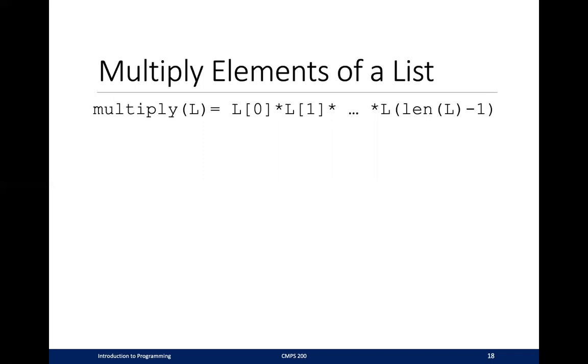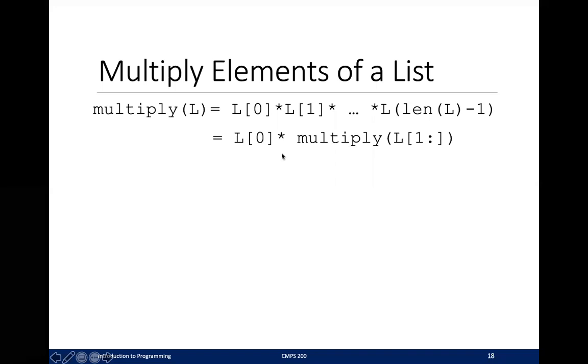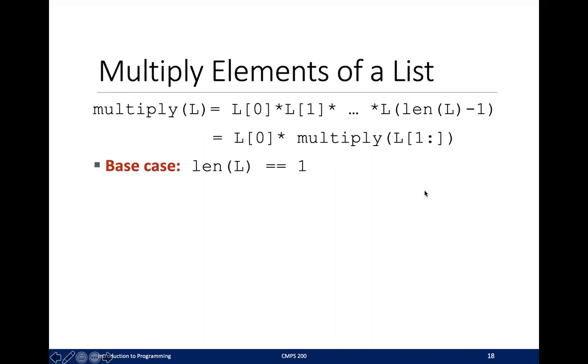Again, I don't understand your comment. Let's see the code, and then if it's not clear, we can discuss this further. Here's how I write this recursively, as we said. You give me a list L. I'm going to multiply the first element with the product of all the elements from 1 till the end. The base case, as all of you said, is when I have only one element. What should I return? I should return L of 0. If I have one element, the product is just that element.